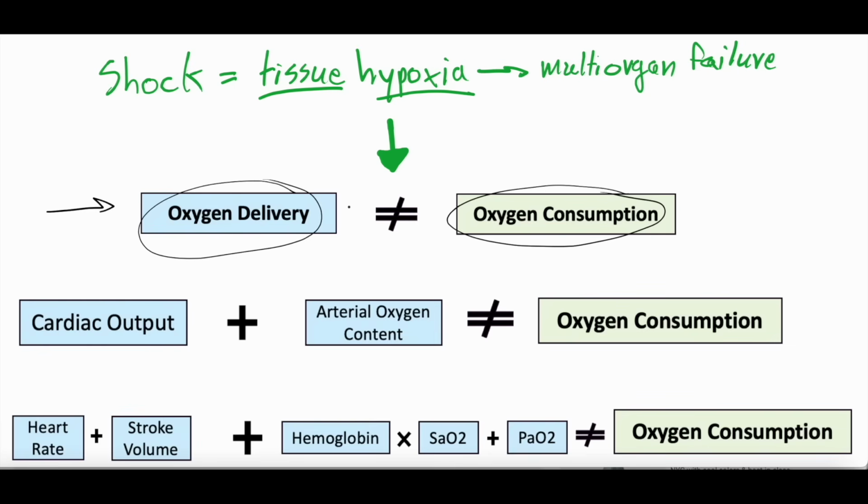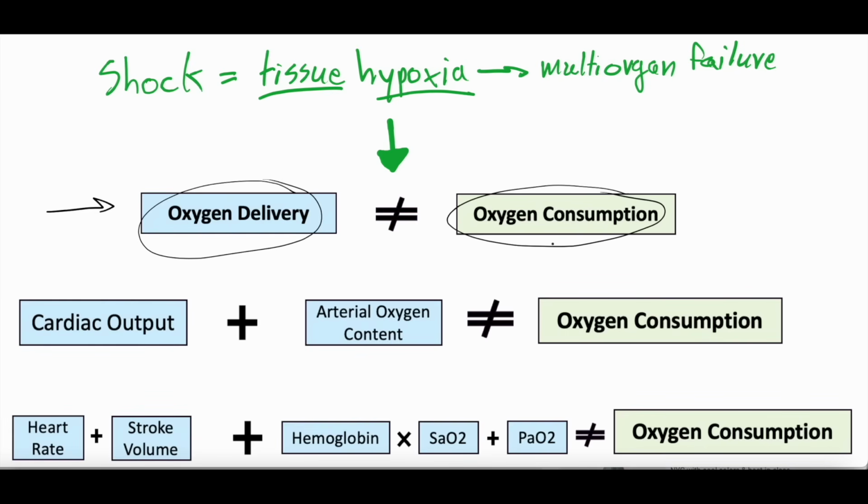What is oxygen delivery? How do you make it better? So what we're going to do is we're going to break oxygen delivery down into smaller and smaller bits until we get to a point where we actually have clinically applicable parts of this equation that we can manipulate and think about with an actual patient. Oxygen consumption can be measured, it can be manipulated a little bit, but for the sake of this video, oxygen consumption is going to stay stagnant.